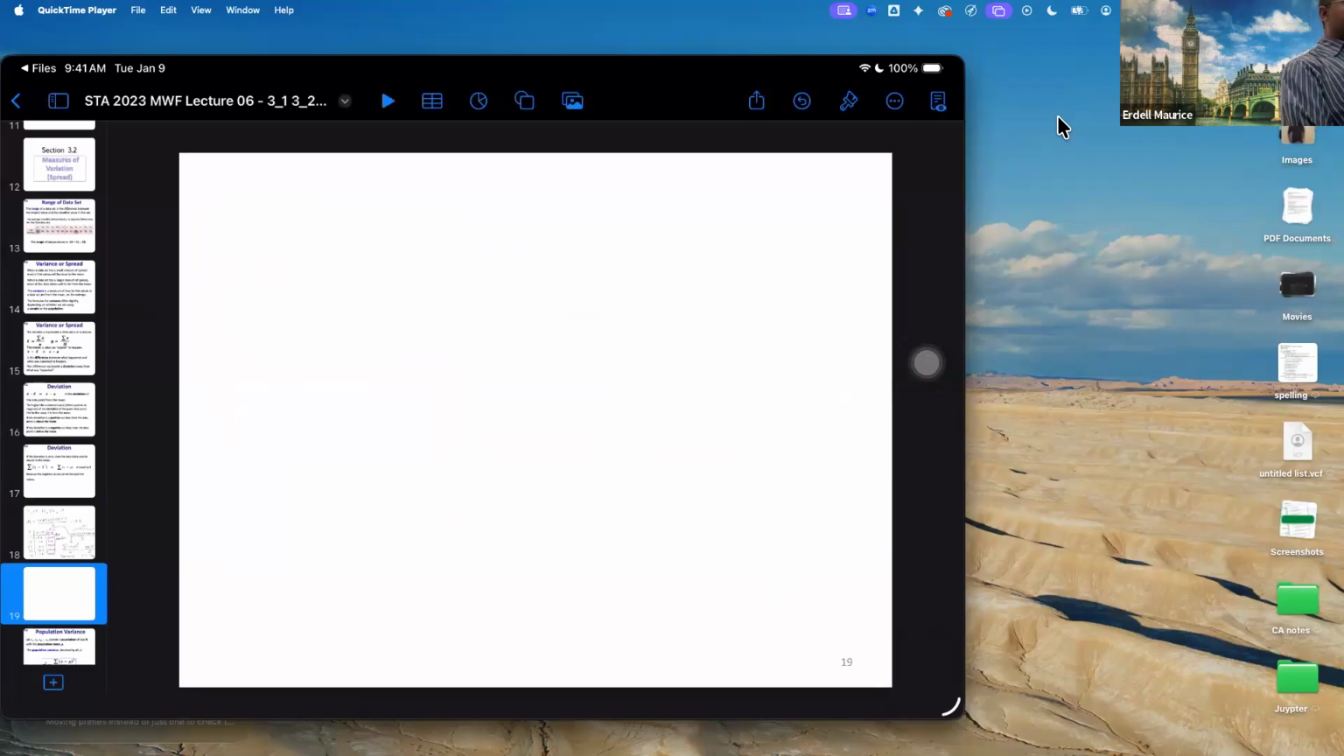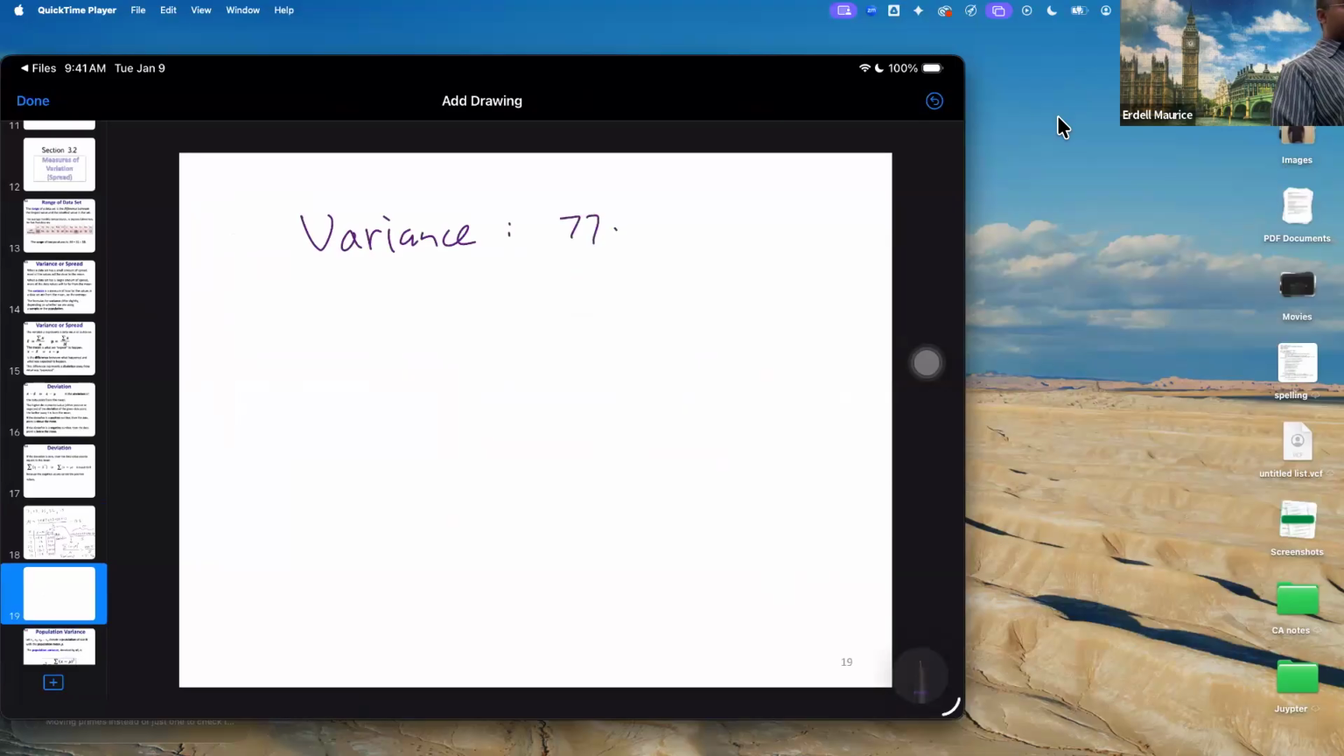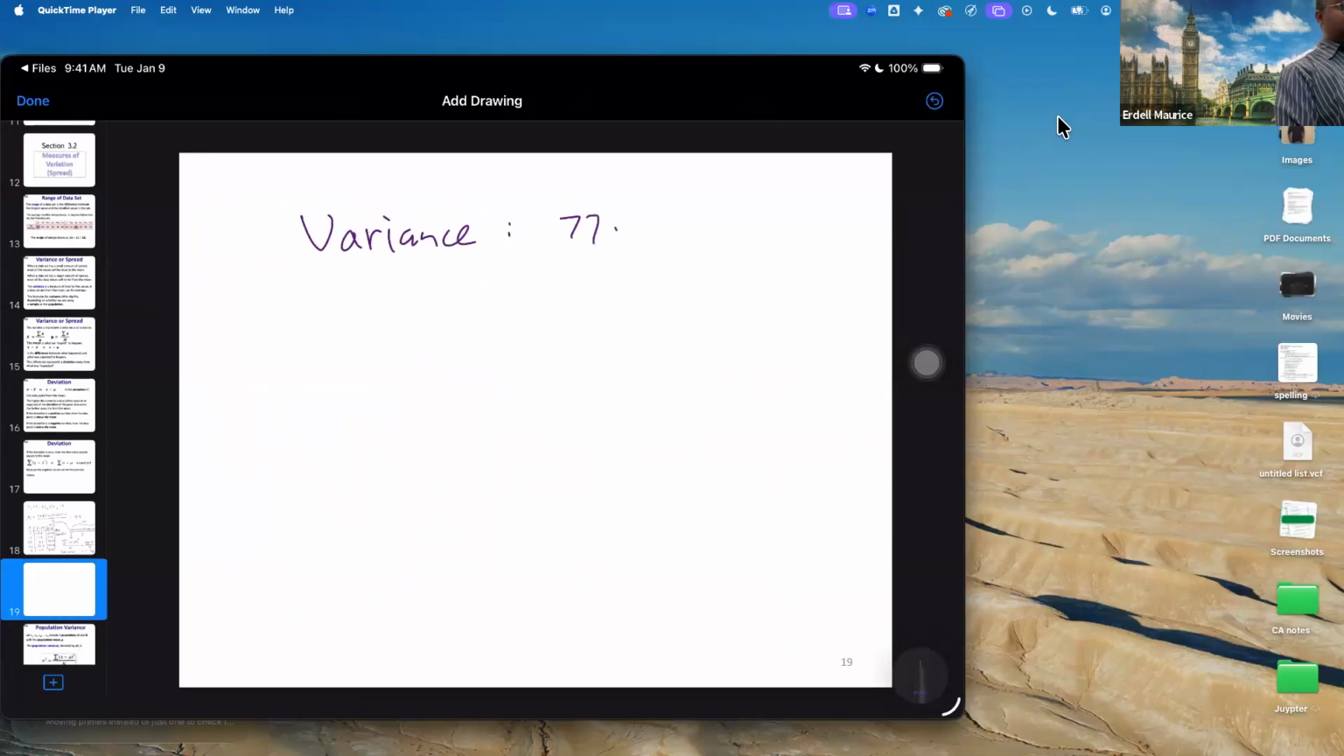So the variance is going to be 77.76. The symbol for the population variance is sigma. Again, another Greek letter. We write sigma squared is going to be 77.76. Again, remember the variance is your average of squared deviations.